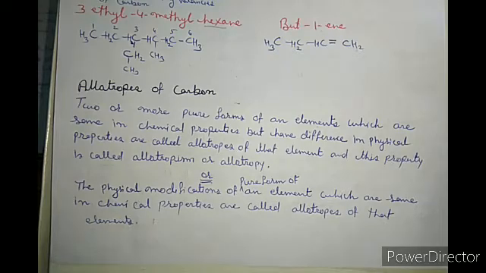Got it? Or in simple words, we can say that the physical modifications of a pure form of an element which are the same in chemical properties are called allotropes of that element. Here, physical modification means they differ in physical properties. Got it? So the physical modifications of a pure form of an element which are the same in chemical properties are called allotropes of that element. Got it?